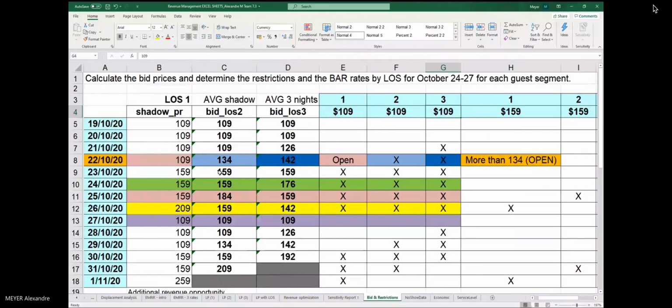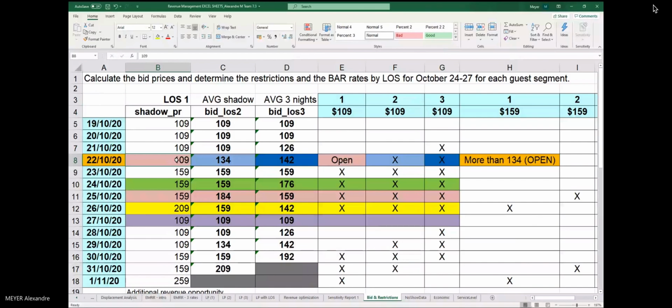Another example on the 22nd: the shadow price for LOS 1 is again 109, so you keep the rate class open. For LOS 2, the bid price is 134. So the bid price is greater than the rate class, and because of that, you close the rate for LOS 2. And the same principle for LOS 3.